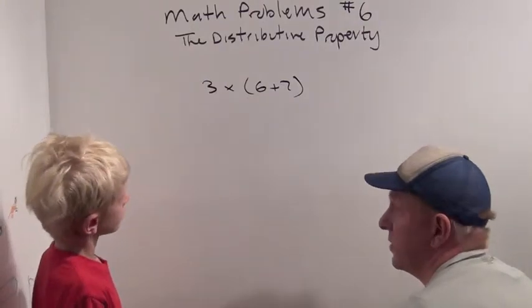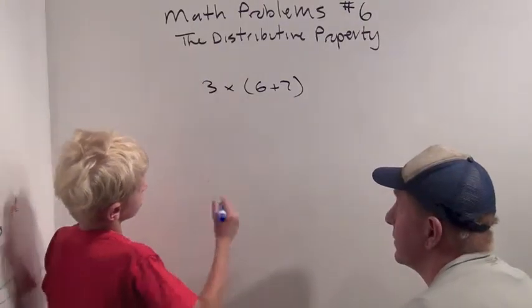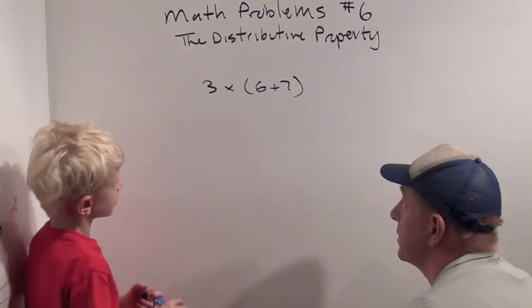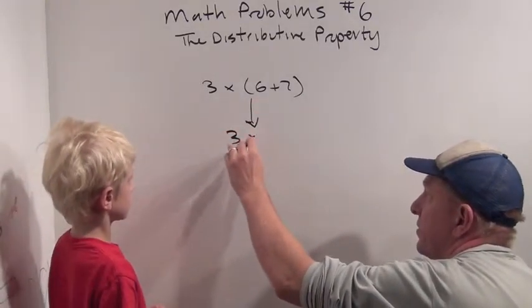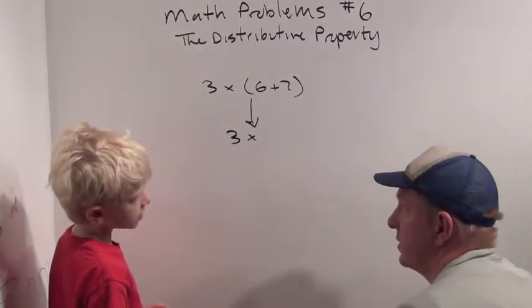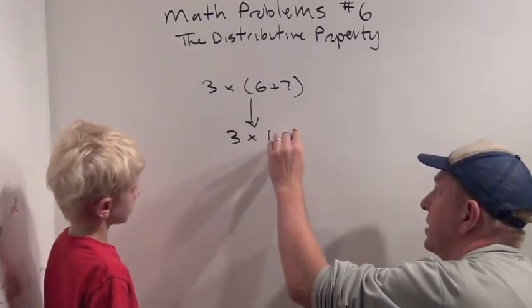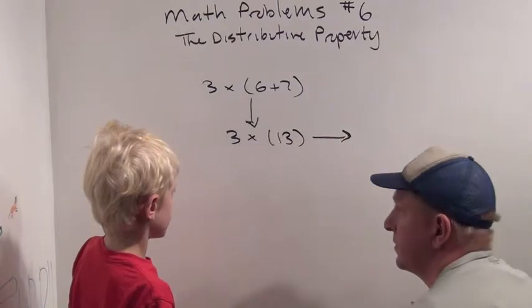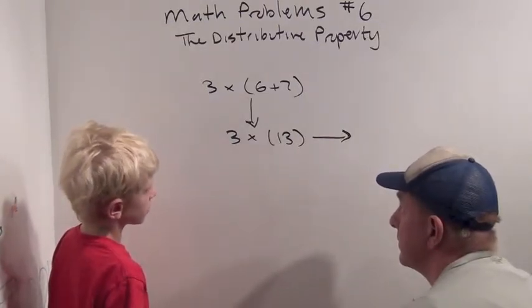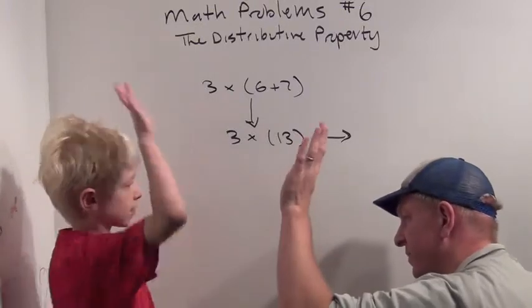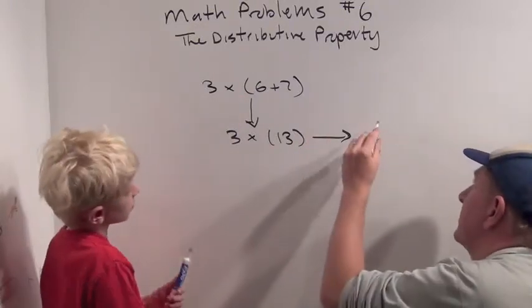So one way we could do that would be just adding up the things in the parentheses and then multiplying by 3. So that's 3 times, what is 6 plus 7? 13. 3 times 13. Do you know what 3 times 13 is? I think it's 39. Good job. 3 times 13 is 39.